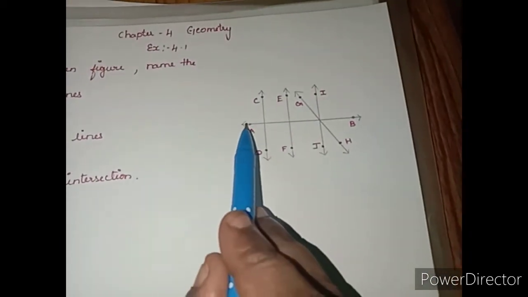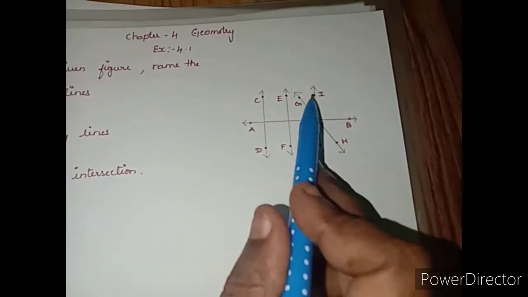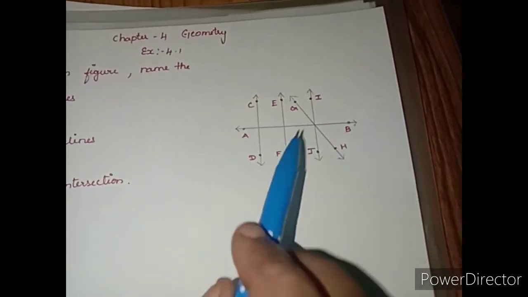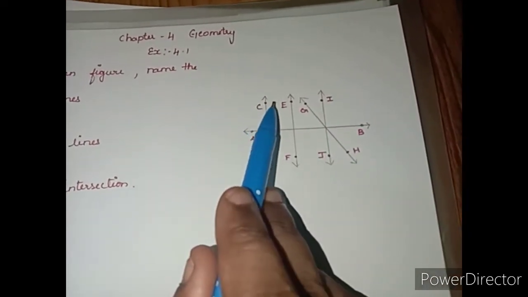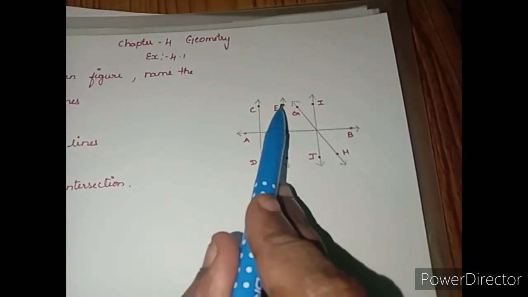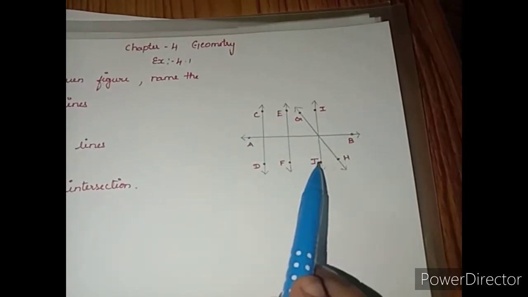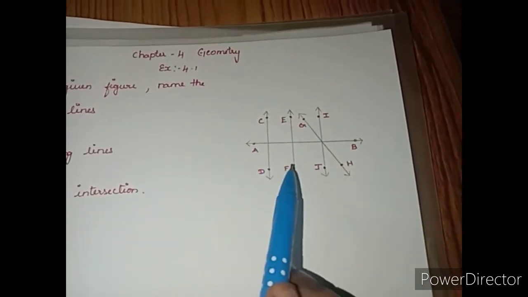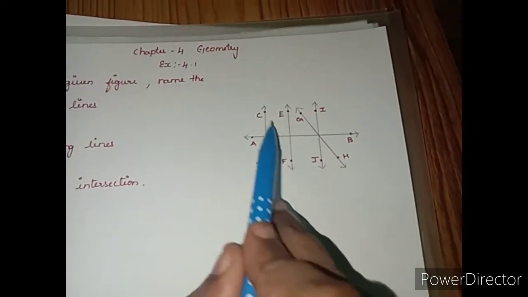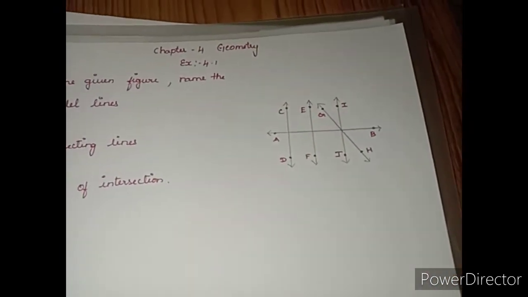See, a line AB is drawn. So here CD, EF, IJ, GH. We have 5 lines here. So parallel lines are nothing but opposite lines. See, CD is parallel to EF, or CD is parallel to IJ. EF is parallel to IJ. So these are the parallel lines. These two lines C, E, D, F, all these are there. This is called parallel lines.